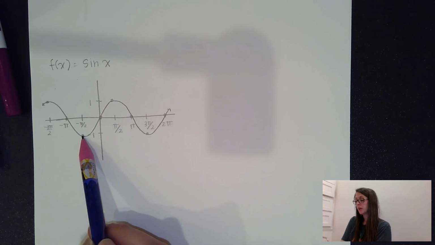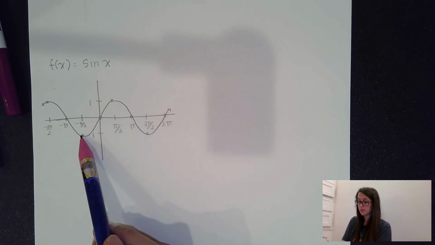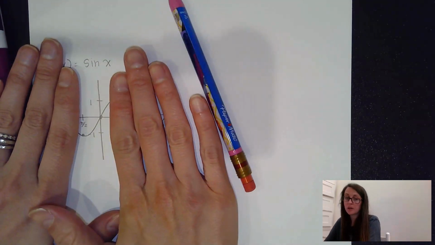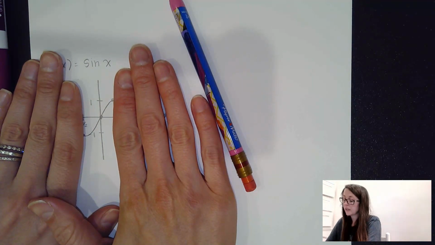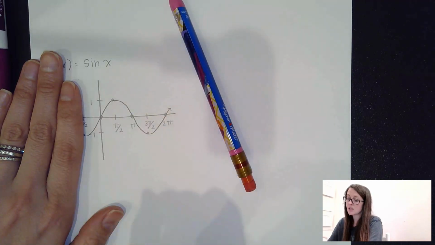But what if I went from negative pi over 2 to pi over 2? What happens there? I wouldn't have any of this graph right here. So my graph would look like this, basically. If I restricted the domain between negative pi over 2 and pi over 2, this sine curve would have an inverse.